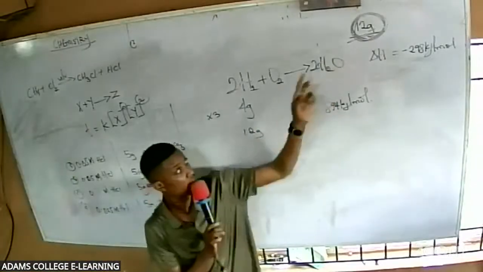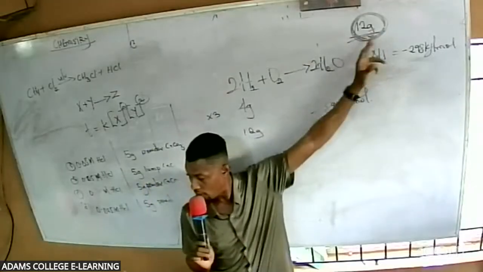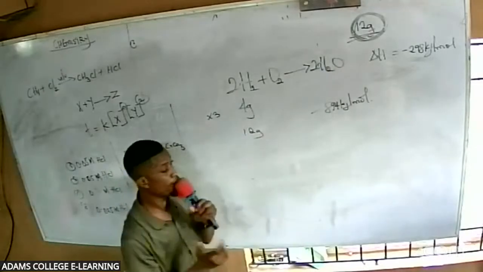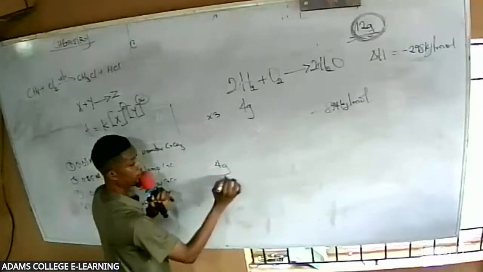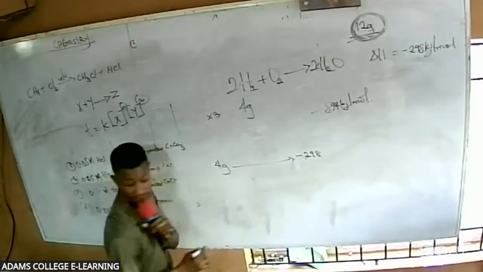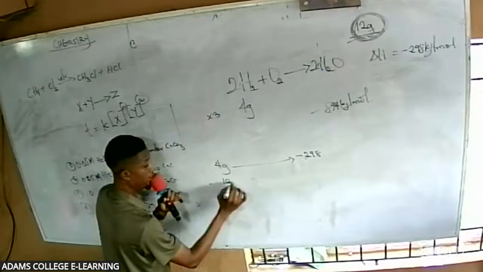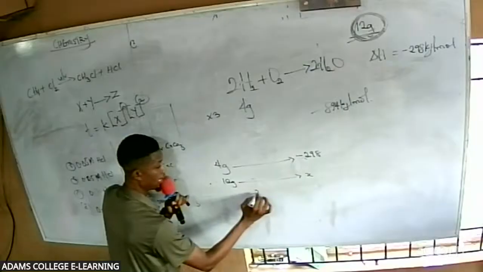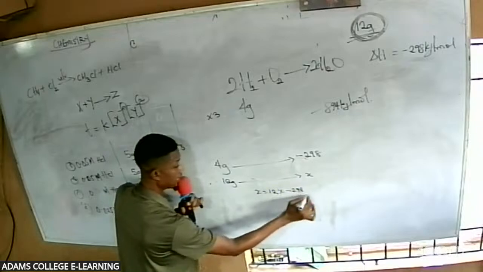Now look at this question. This is the equation we are given, right? Now in the question, we have 12 grams. But how many grams liberated is 4 grams, right? So there are many approaches you can use depending on what is convenient for you. I can say that 4 grams liberates minus 298. Now, how many grams are we given? So 12 grams will liberate X. Then you cross multiply. So X now becomes 12 times minus 298 divided by 4.